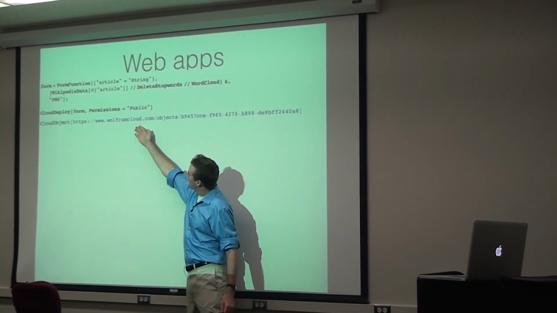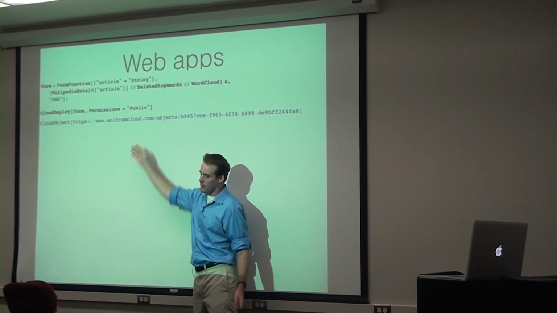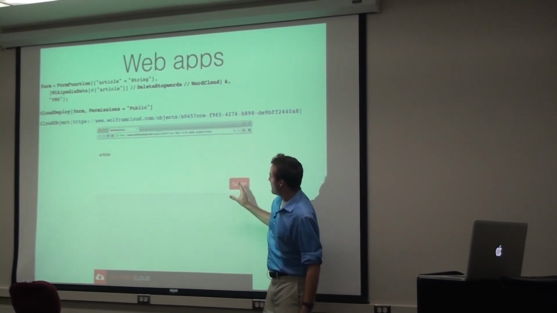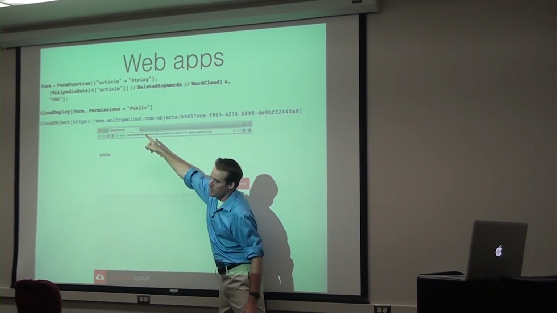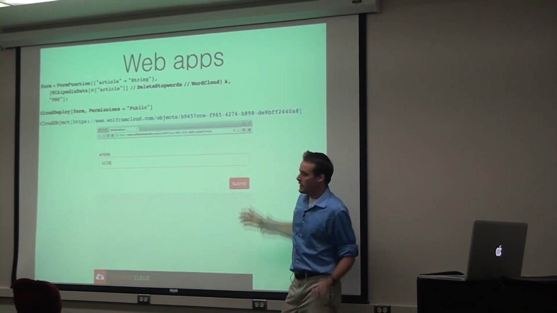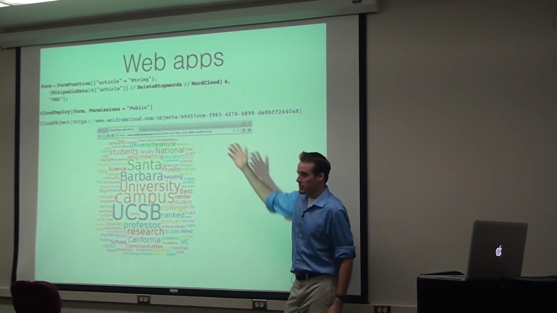And what comes back is this cloud object thing, which is essentially a URL. And if you point your web browser to this URL, you will be faced with a form. That's where the form in the form function comes from. You will be faced with a web form, and if you type in UCSB to it, it will return this picture, the same picture that you had before.